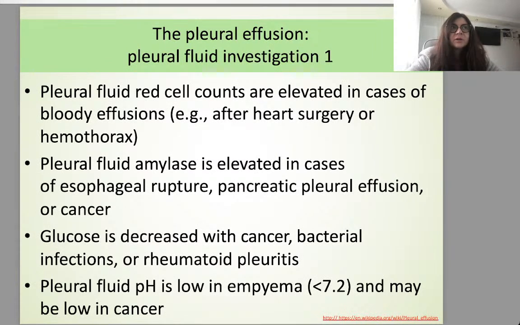Fluid that we take after thoracentesis, we should check, we should do some investigation of it. It's checked for red cell counts, and they can be elevated in cases of bloody effusions, for example after heart surgery or hemothorax. Pleural fluid amylase is elevated in cases of esophageal rupture, pancreatic pleural effusion or cancer. Glucose is decreased with cancer, bacterial infections or rheumatoid pleuritis. Pleural fluid pH is low in empyema, usually less than 7.2, and may be low in cancer.